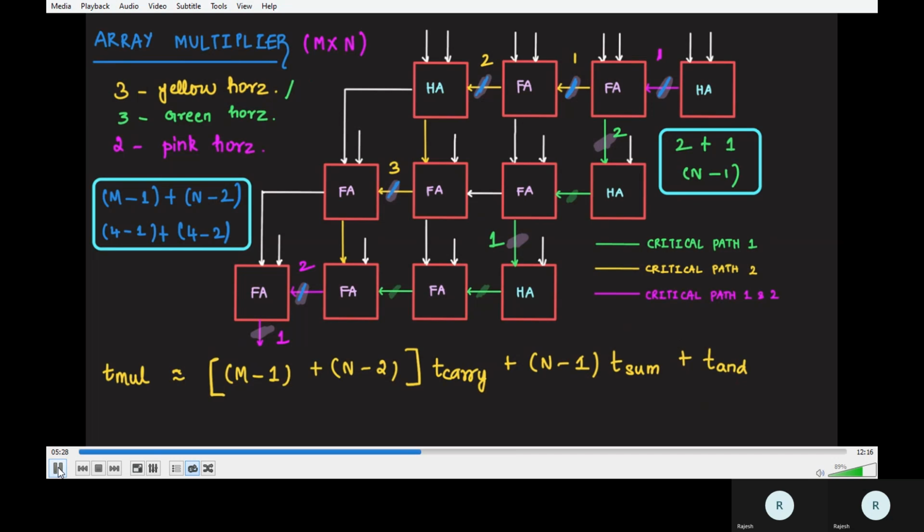So in an m cross n multiplier, the total multiplier delay equation is m minus 1 plus n minus 2 into t carry plus n minus 1 into t sum plus t AND gate. Each carry is propagated, so the delay is written as t carry. And the delay generation is in t sum. So just analyze this one.